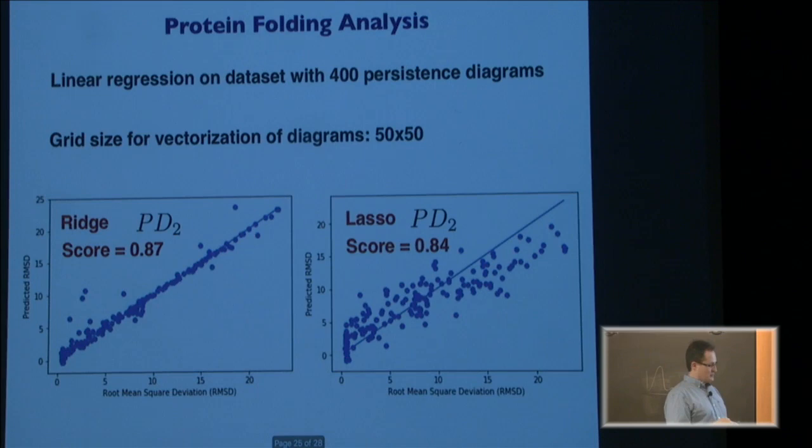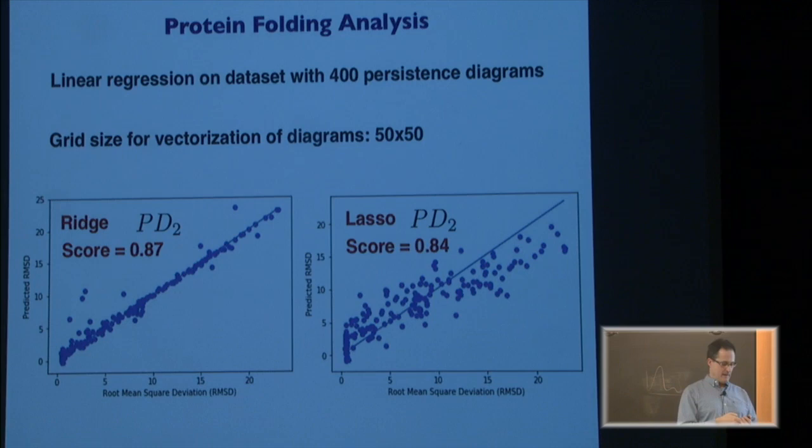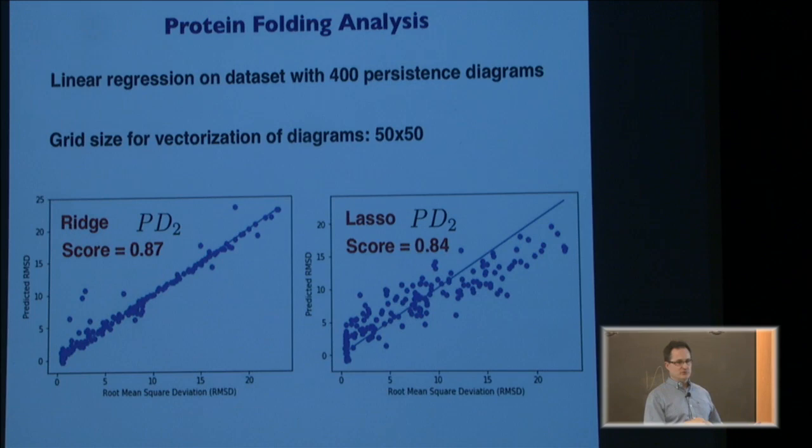right? So then we run this linear regression using all these 400 proteins, and we use a 50 by 50 grid to do this. This is the grid that we saw in the previous picture. So we do this fitting using the two-dimensional persistence diagrams, the diagrams that measure the cavities in the proteins. And when you do this, the linear fitting seems to work kind of well. So this is ridge, the L2 regularization, and this is the one with L1 regularization. L2 regularization should give us slightly better results, maybe. But this one is not so bad.